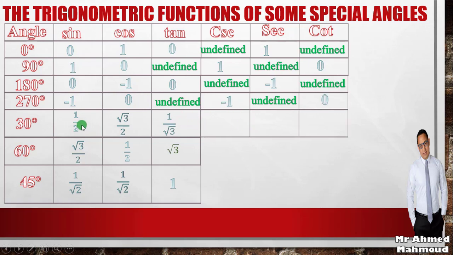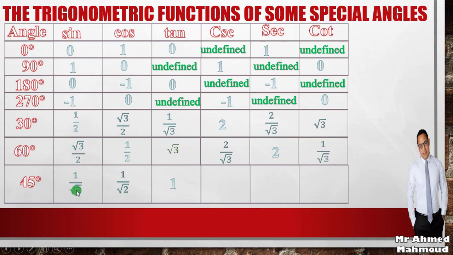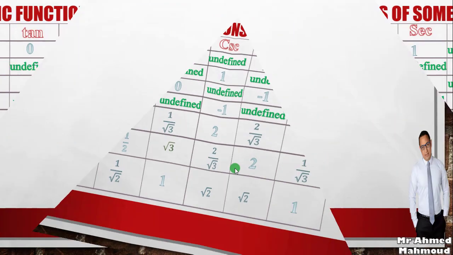Now 30: 1 over half, or upside down half, equals 2. Upside down root 3 over 2 equals 2 over root 3. Upside down 1 over root 3 equals root 3 over 1, or root 3. Now 60: upside down root 3 over 2 equals 2 over root 3. Upside down 1 over 2 equals 2. Upside down root 3 equals 1 over root 3. And for 45, upside down 1 over root 2 equals root 2, and again root 2, and 1 over 1 equals 1. Now let's solve the next question.